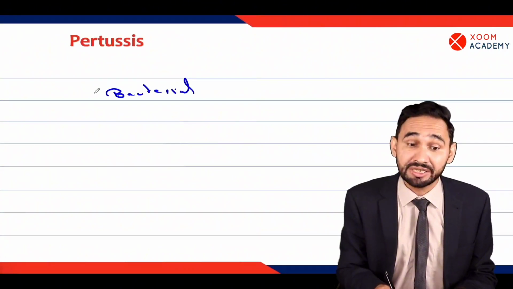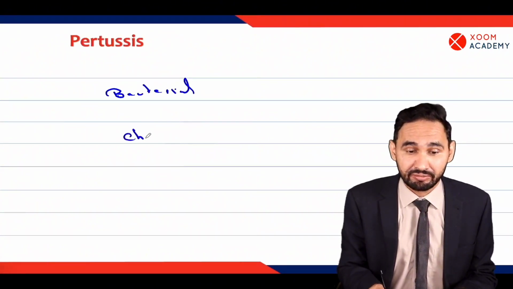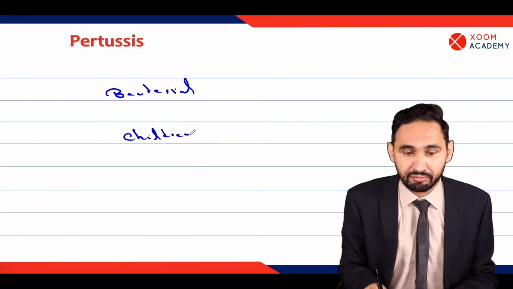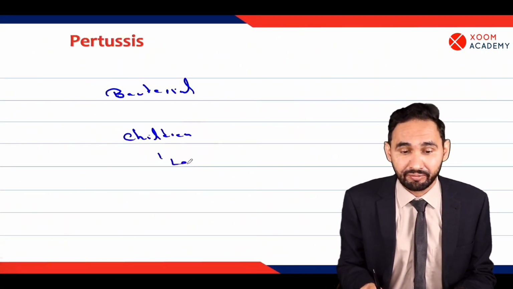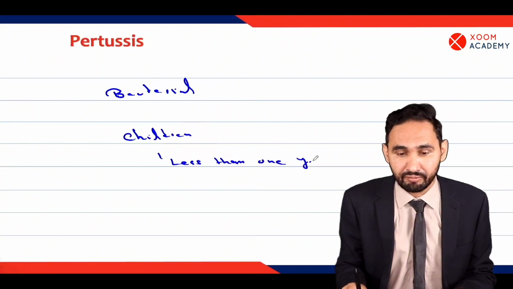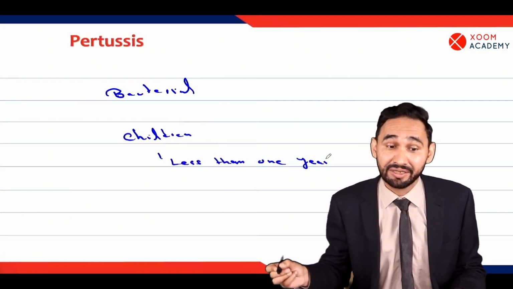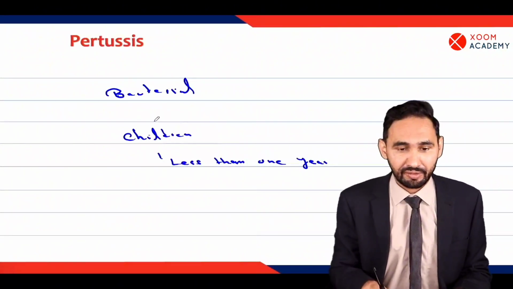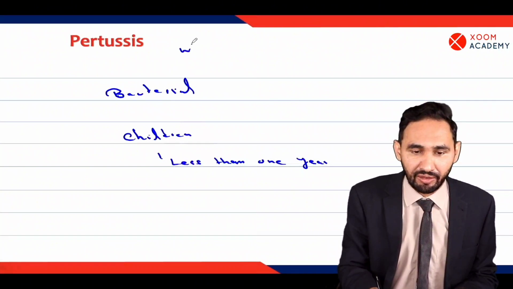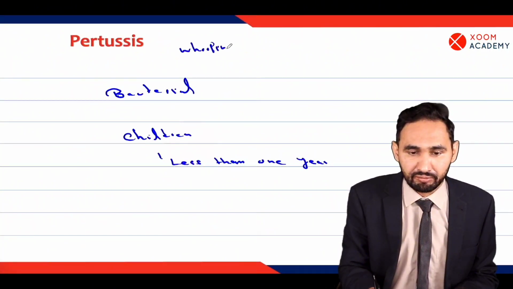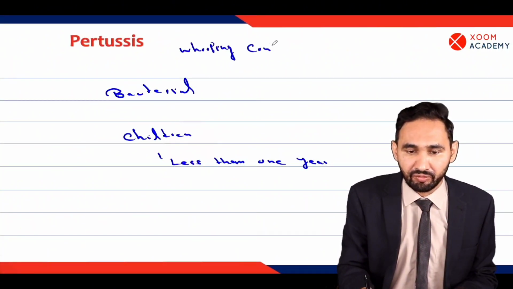It's a bacterial disease. It is common in children less than 1 year. Or we can say that it is more severe in children. It is also called whooping cough. So the other name of pertussis is whooping cough. Why whooping cough? It produces a whoop.